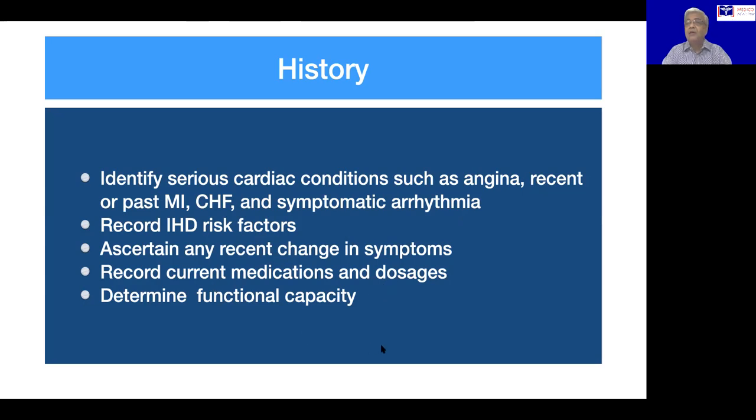We should determine the functional capacity of the patient. This is something very important. The functional capacity gives you a very good idea about how the patient will behave intraoperatively and postoperatively.